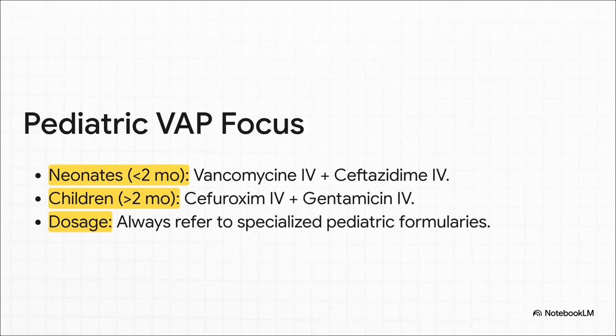Now, in the pediatric world, the playbook is totally different. For a tiny neonate, under 2 months old, the go-to empiric combo is vancomycin plus ceftazidime to cover the bugs common in that specific age group. For older kids, the regimen is different. And the absolute golden rule here is that dosing is never, ever one-size-fits-all. You must always refer to specialized pediatric formularies.